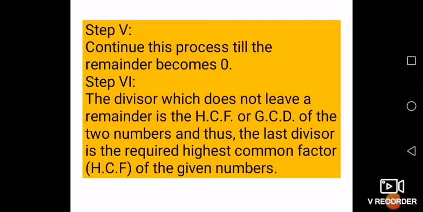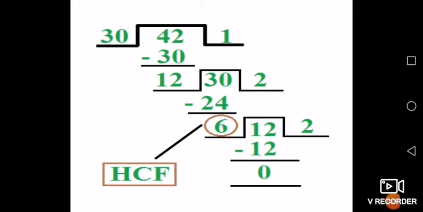So let's see one example. By seeing the example, the concept will be clear to you all. Here I have taken one example. We have been given two numbers, 30 and 42. First of all, tell me, out of 30 and 42, which is the bigger number? 42. So 42 will become our dividend and 30 will become our divisor. So 42 will be divided by 30 in the first step.